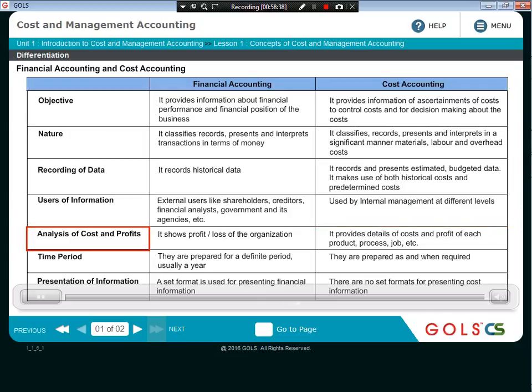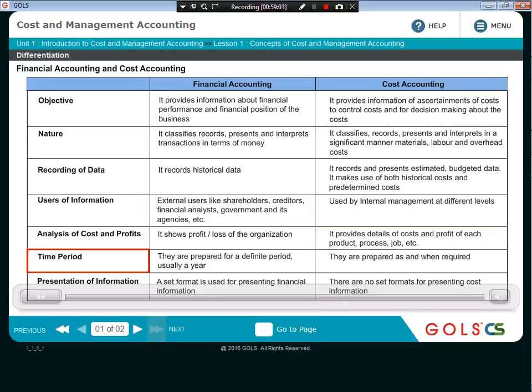Analysis of cost and profits. Financial accounting shows the cost and profit of the organization. But cost accounting is not interested in the cost and profit of an organization, but in finding out the cost and profit of a product which is manufactured or a service which has been rendered by the organization. So it provides the details of cost and profit of each product, process and job which has been carried out.